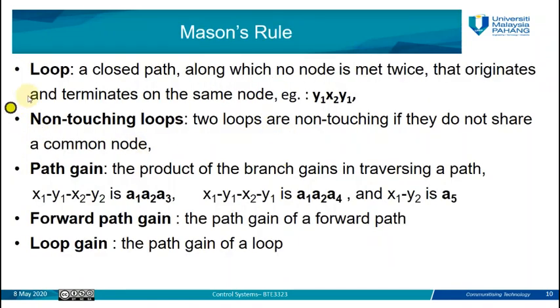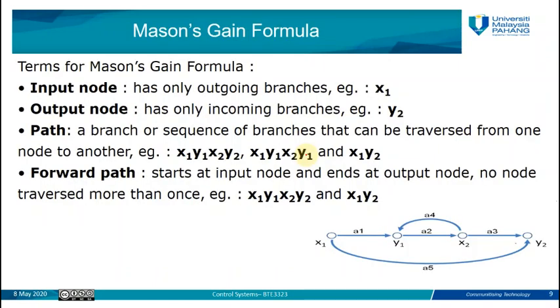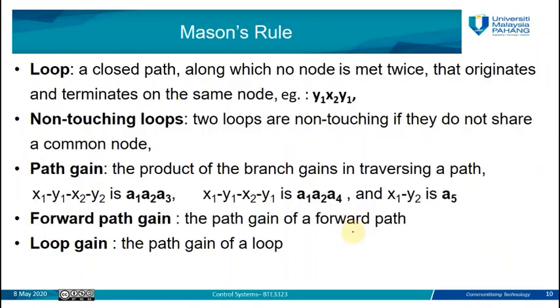Also, we need to know the loop. The loop is a closed path along which no node is visited twice. So you have one loop here. For example, here we have a loop which starts from y1, goes to x2, and back again to y1. This we call a loop because it starts at the node y1 and stops at the node y1 again. So we call it the loop.